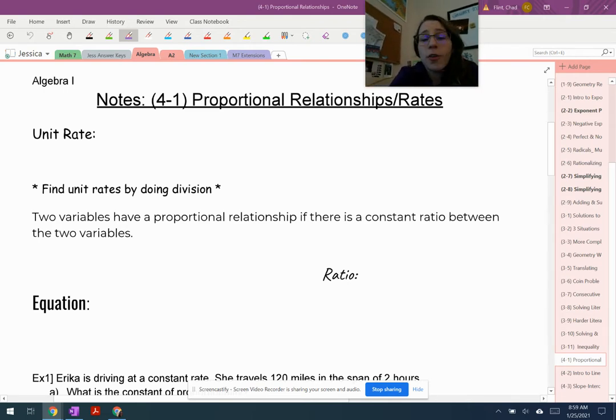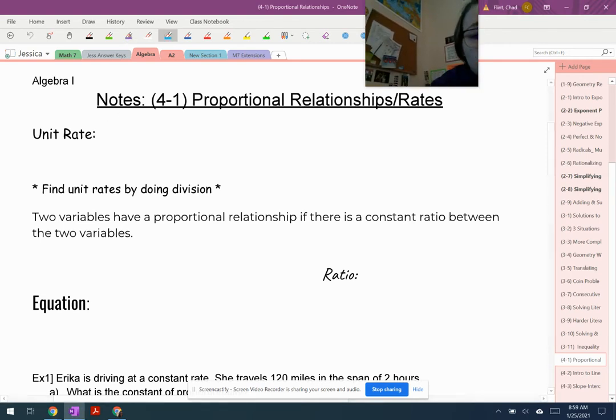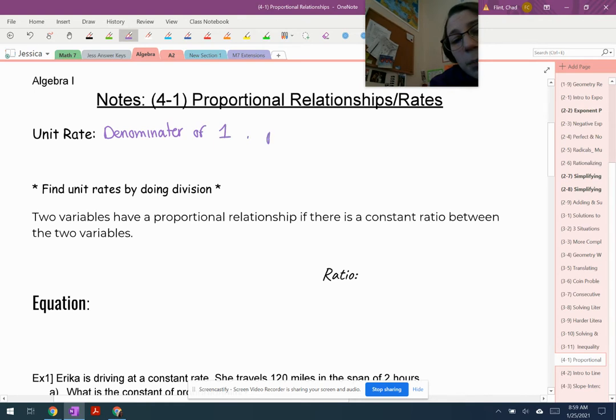So, starting off with a unit rate first off. A unit rate is something that has that denominator of 1. It's like per one thing. And I say thing very generically. You know, a thing could be anything. Shocking, right?